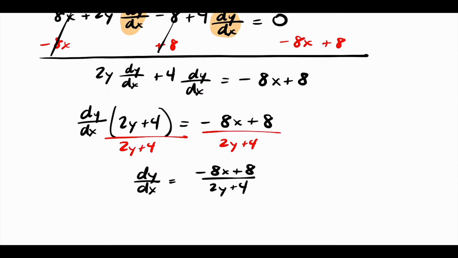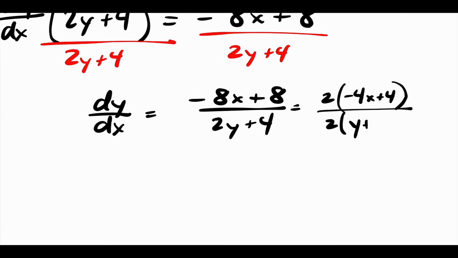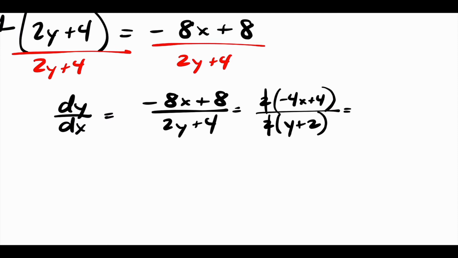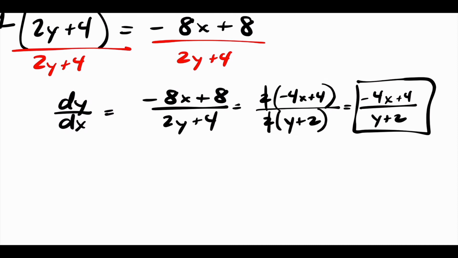There's something that will factor out there, right? What can we factor out? A 2. If I factor out a 2 from the top, it would be negative 4x plus 4, and the bottom would be 2 times y plus 2. The 2's would cancel out. If there's something that will cancel out or factor out, we always want to do it. Okay, so the derivative is done.